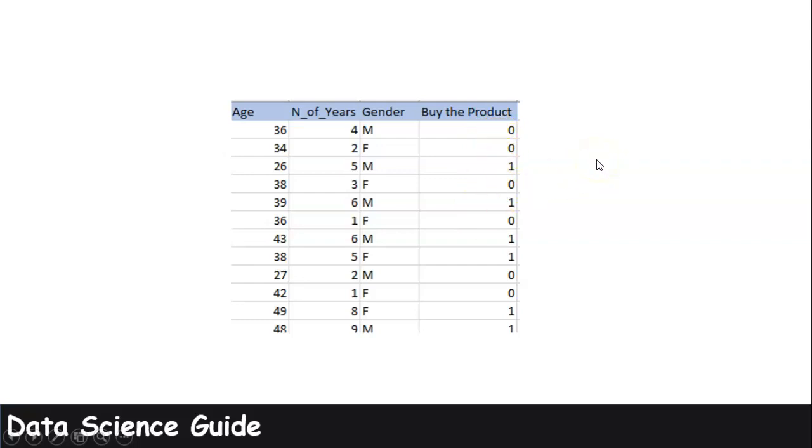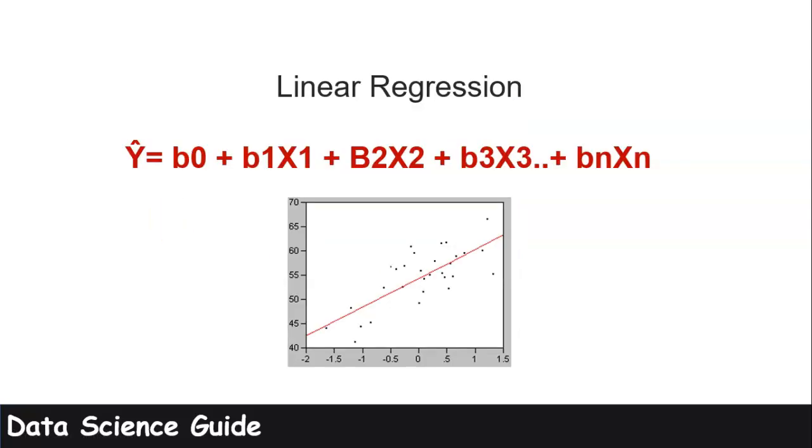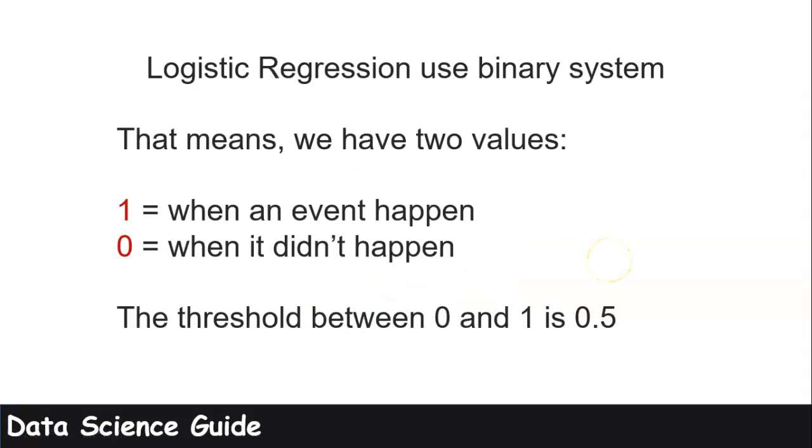So the logistic regression model is built to predict either 0, do not buy the product, or 1, buy the product. In the linear regression, we can represent the model as a straight line that passes through the values, but in logistic regression, we cannot use a straight line. Because we use a binary system, which means 1 when the event happened and 0 when it didn't happen, as we mentioned before. And we have something between 0 and 1, which is 50%.